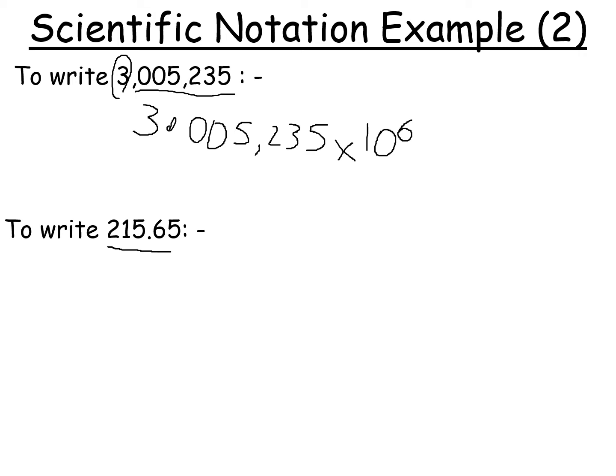Okay, so here's how we do it. Same rules as before. Write down the first whole number, which is 2. Put the dot after that whole number. And then just write down what comes after the first whole number if it's not a 0. So here we've got 1, 5, okay, and then we've got 6 and 5 here. So we then put times 10.